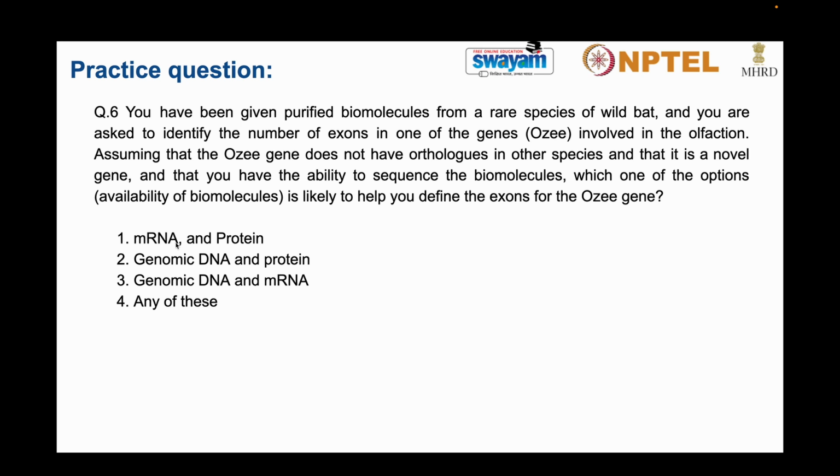So the first option says mRNA and protein. The second option says genomic DNA and protein. Option C says genomic DNA and mRNA. And option 4 says any of these. So what do you think? If you want to get the information of exons and also tell the number of exons, you can think and you can answer.